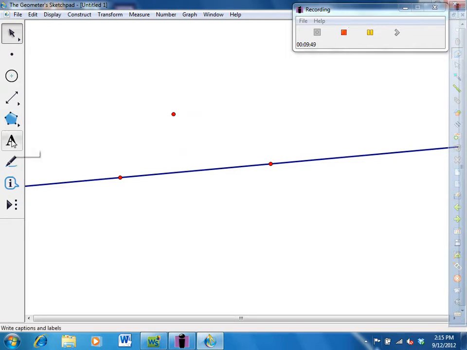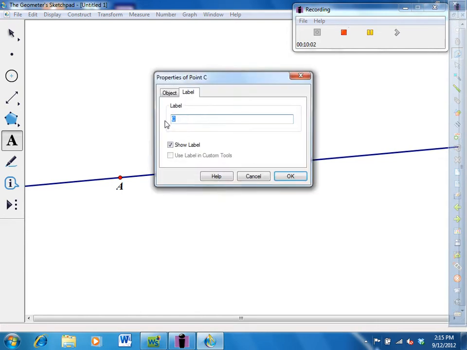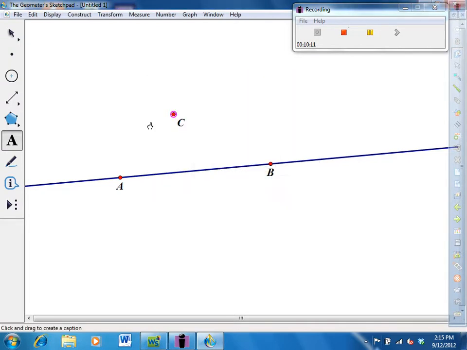The way you can do that, you take this tool and you click on this and this, and it will label them. If you ever want to change the name of a point, you can double click on it and then change the name in there. You could write a whole word, whatever you want to do.